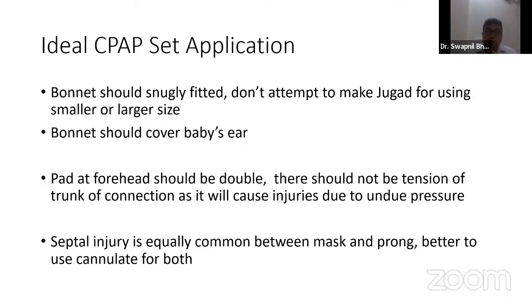Septal injury is very common with both the CPAP mask as well as CPAP prongs. There are various studies which have found that CPAP prongs generate more injury. However, there is one study conducted during my residency which found that by alternating the mask with a prong, the injury is much less. However, in both cases, you can use a cannula for prevention of septal injury.